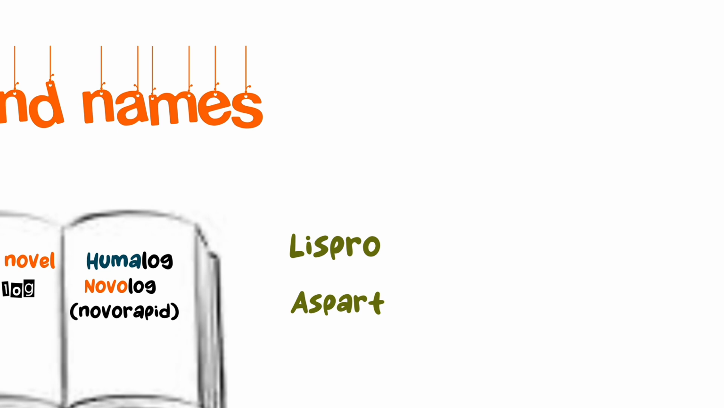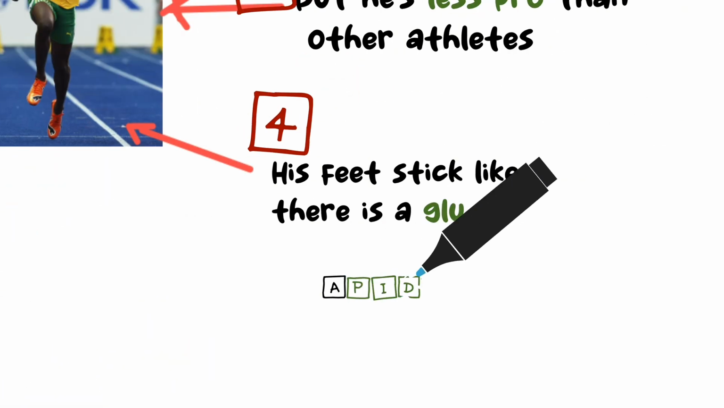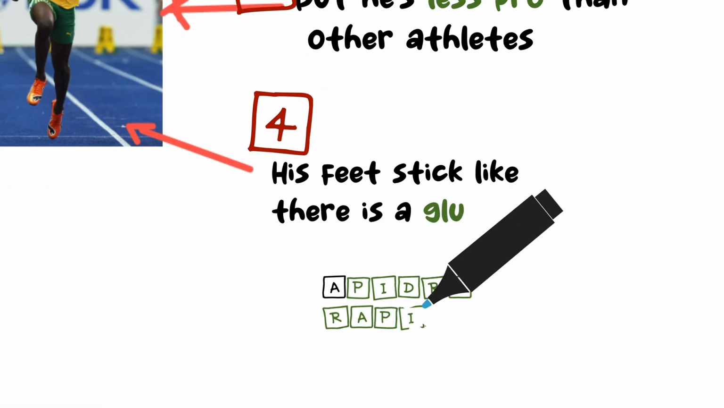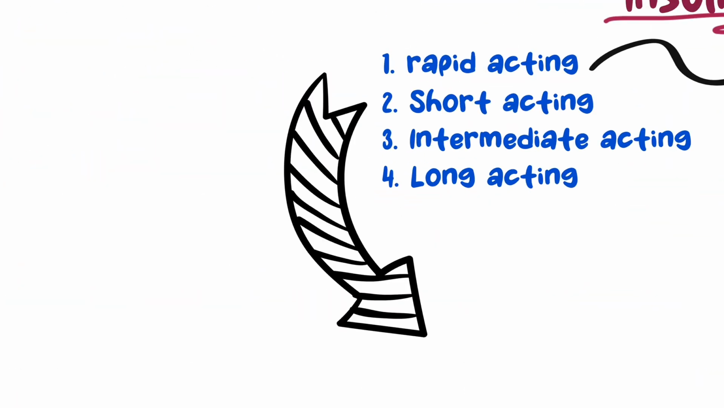If you look at the last part of the story, the brand name of glulisine is Apidra. If you focus on the letters in Apidra, you will see the word rapid, which also helps you remember that it refers to rapid insulin. The second part of this video is the easiest part.